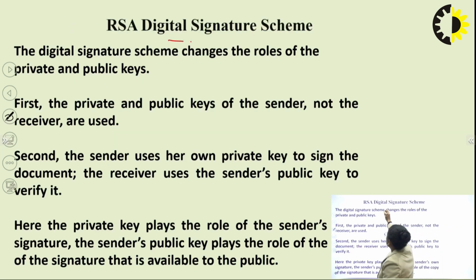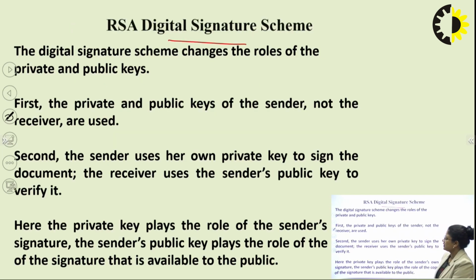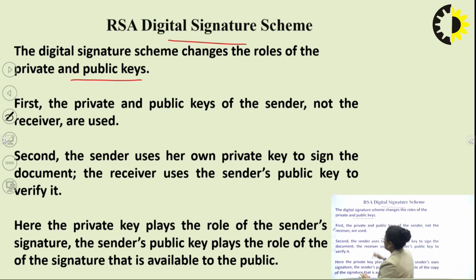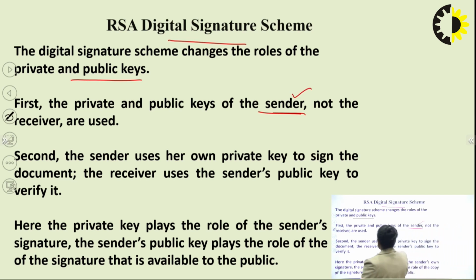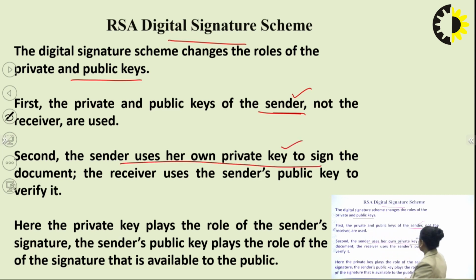Now we are talking about RSA being used for the purpose of digital signature. Here the roles of private and public key will be different, as I explained in the previous classes. The keys that are used, the private and public key, are those of the sender, unlike the case of the receiver for the crypto system. Next, the sender uses her own private key, and the receiver uses the sender's public key. Fine.